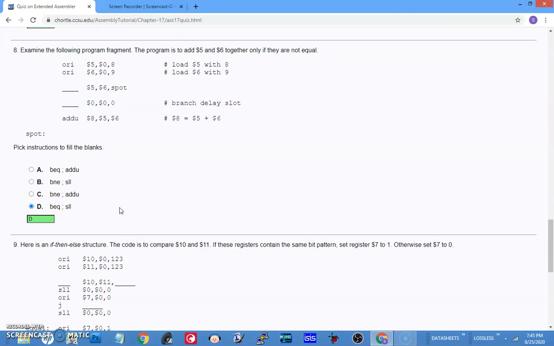So I'll explain it briefly again. So we want the addition to take place only if they are not equal. So in the cases when they are equal, you have to jump and skip this instruction. So the answer is D.